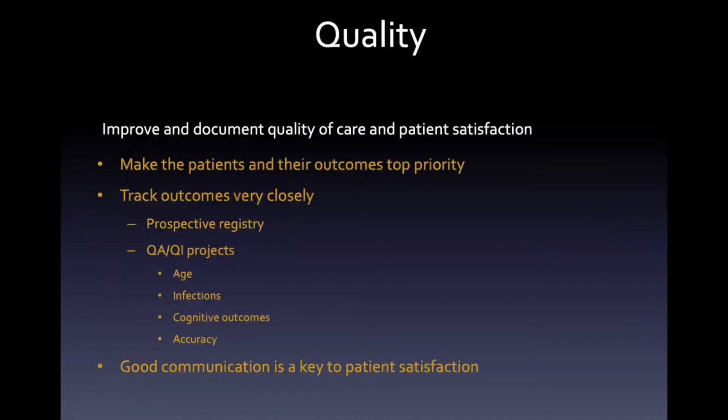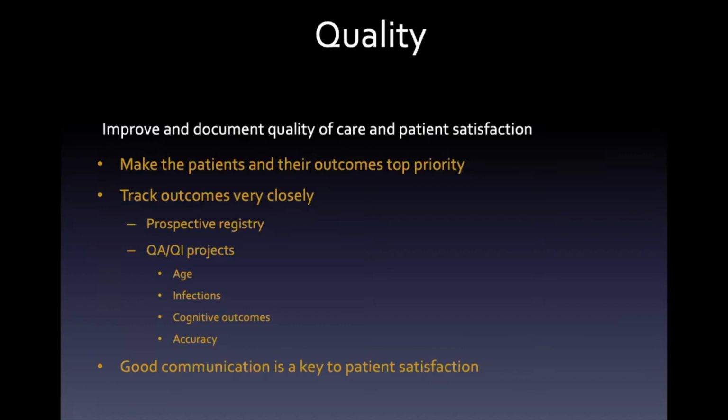So when we talk about quality, I said you have to improve and document the quality of care and patient satisfaction. The bullet points here: you've got to really make your patients and their outcomes your top priority. And you have to track those outcomes very closely. We've done that by creating a prospective registry. We're now starting to take that national. I think, without being able to pay attention to what we do well and what we can do better, we wouldn't be able to tell people and answer the questions that they have.